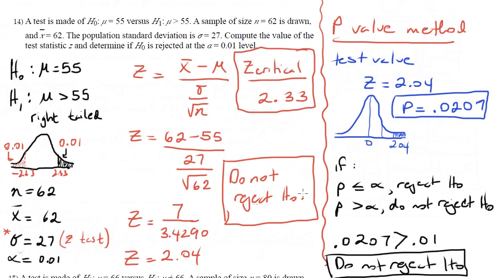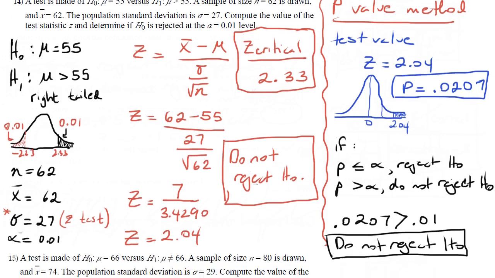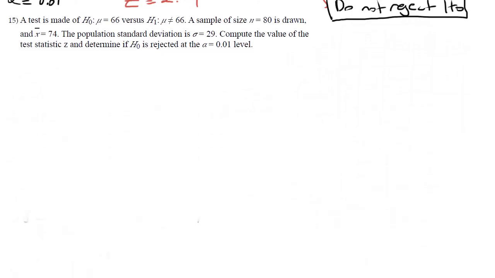And that's the p-value method. We get the same conclusion using either approach. So you can feel free to use either approach that you favor, especially when it comes to these z-tests. I'm going to do the same process again with number 15. I'm going to show both approaches and we'll see. And again, whichever you like, you like. Okay. 15.